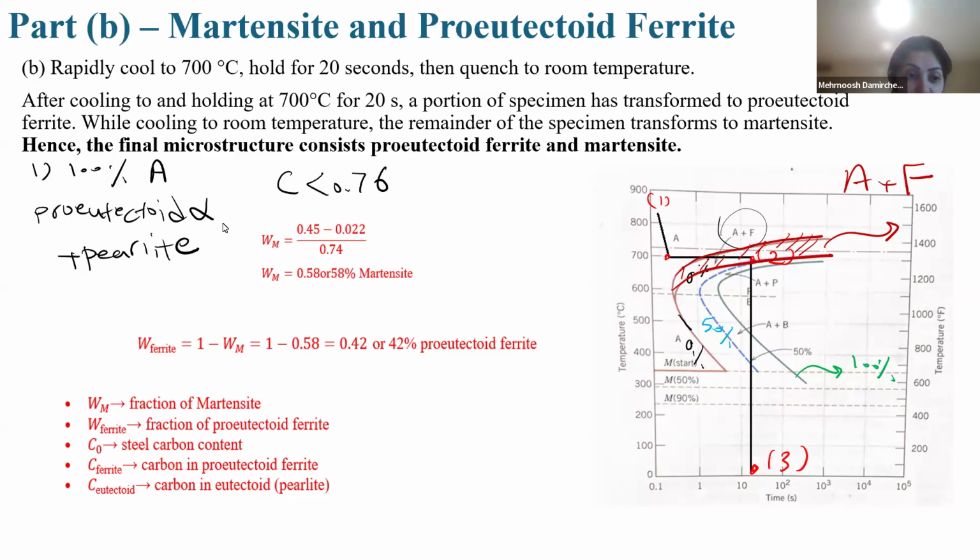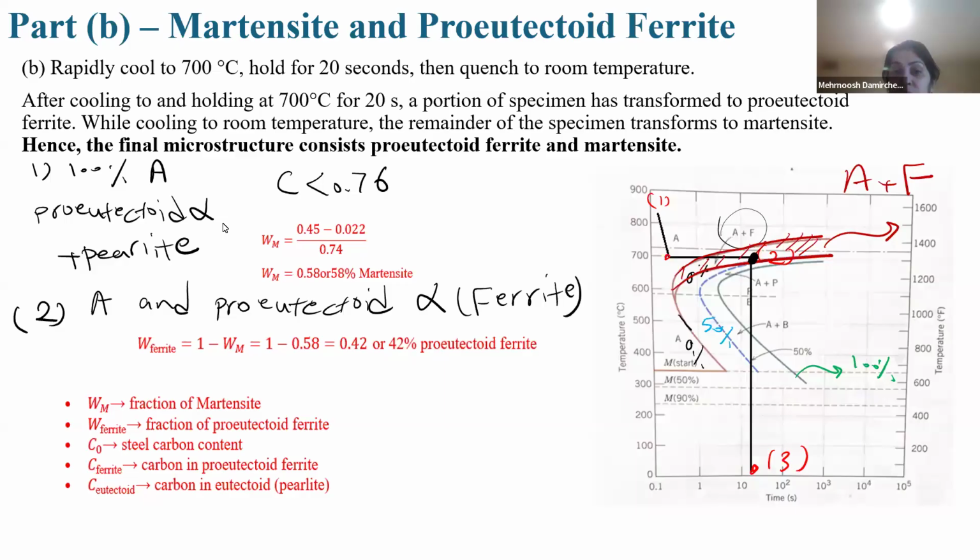So at 2 is here. At 2, we have austenite and proeutectoid alpha or ferrite. But austenite has not converted to pearlite. Why? Because it has not reached 0%. Austenite didn't have enough time for converting to pearlite.